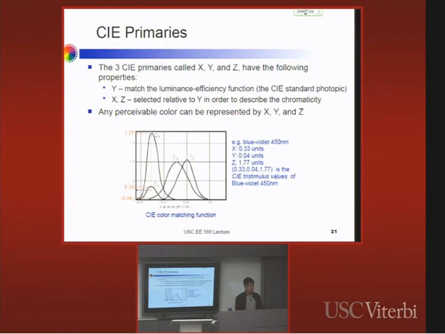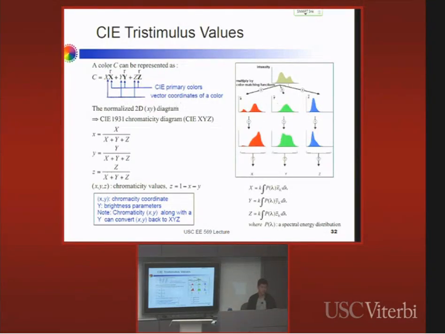Okay, so these are the subjective color systems. Then we have the objective color system called the CIE. In CIE, we don't have RGB, we have X, Y, Z. The Y is the component that matches what we talked about before, the luminance efficiency function. And X and Z are more related to the chromaticity. Again, any color in a light, you can represent it by these 3 components, X, Y, Z.